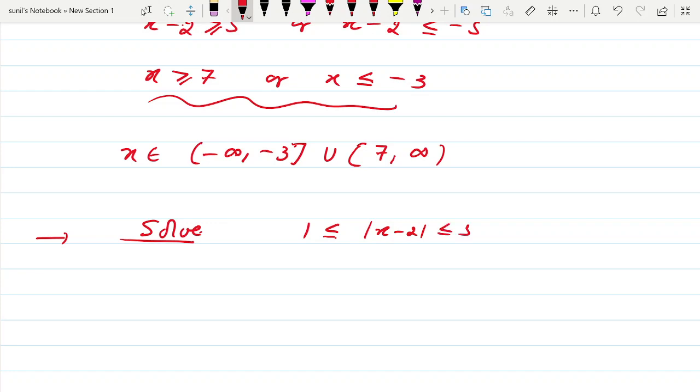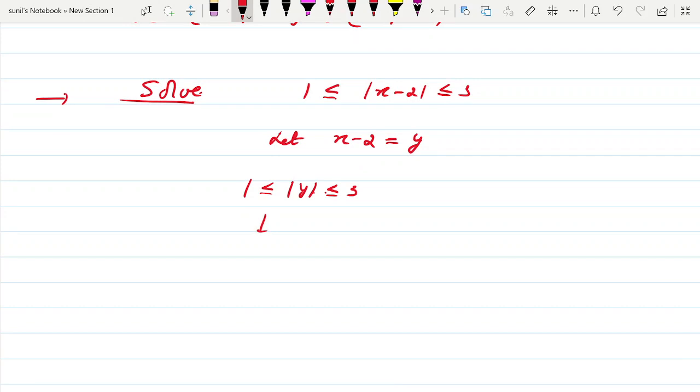See, it goes both ways around. Again, I'm changing the symbol. Let x minus 2 is equal to some y. So my question will become this way. Can I write this as mod y is less than or equal to 3 and mod y is greater than or equal to 1?